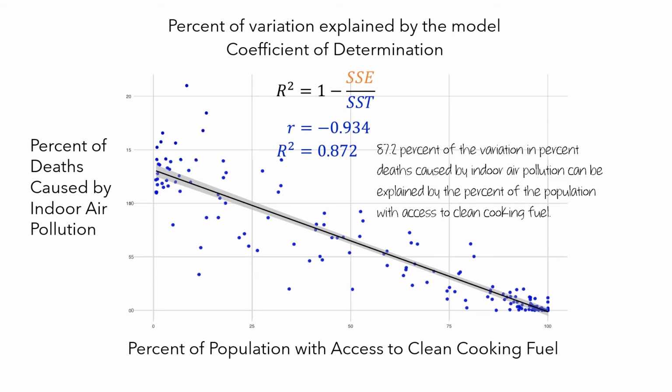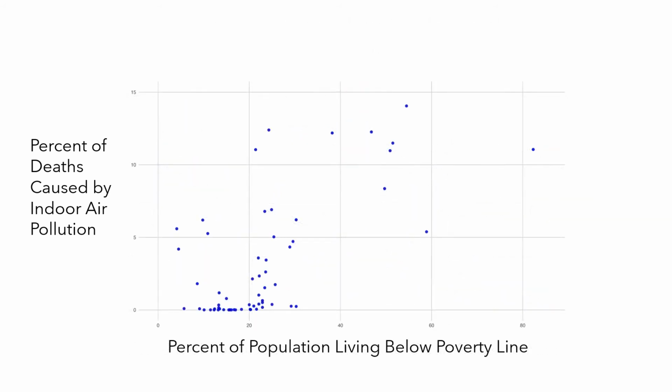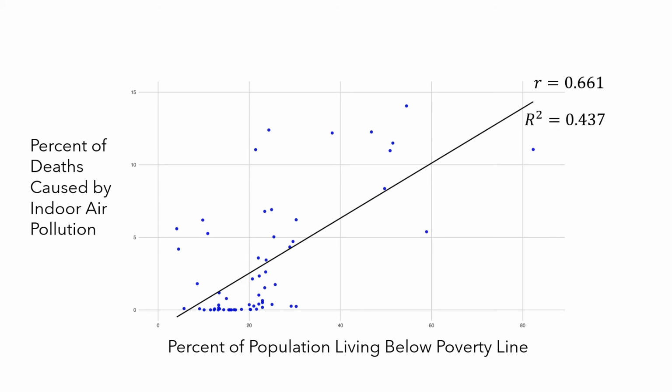Let's take a look at another example. Let's consider the percent of the population living below the poverty line as a predictor for the percent of deaths caused by indoor air pollution. In a previous video, we noticed that there was a positive linear relationship between the variables, and computed the correlation to be 0.661. So if we make a model to predict the values of the outcome variable, we can compute r squared by squaring the correlation.